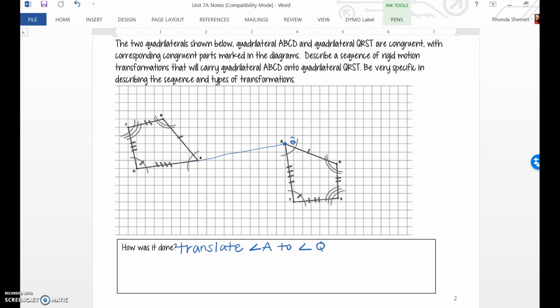And then angle B is going to be, let's see, 1, 2, 3, 4, 5, 6, 7, 8, 9, 10, then 1, 2 right here is B. Okay, and then C is 1, 2, then 1, 2, 3, 4, 5, 6, 7, 8, 9, 10 right here. And then D is 1, 2, then 1, 2, 3, 4, 5, 6, 7, 8, 9, 10 right here.